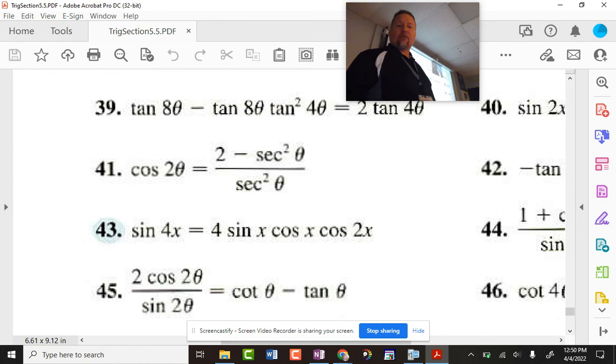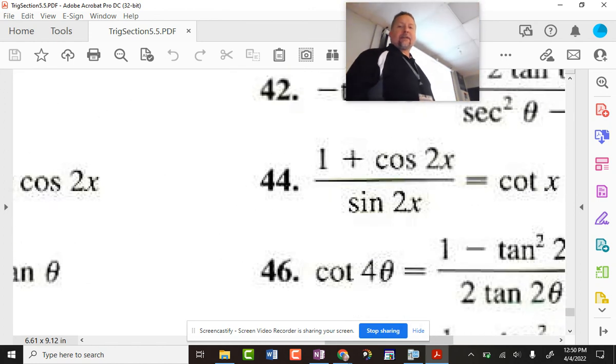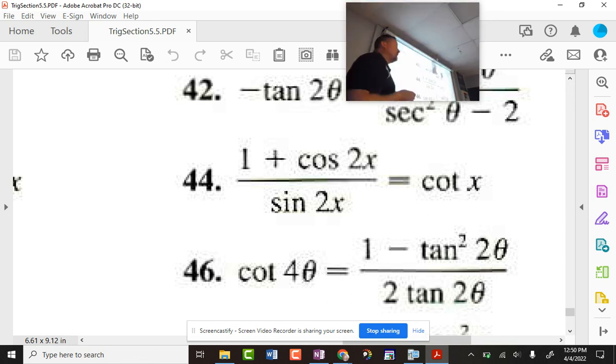Number, I think it's 44 and 45. 44. First of all, who's more complicated, left or right? Notice on the right side, there's no fraction anymore, but I know what cotangent is. It's cosine over sine, so that's what I want to have happen on the left. So I want to get rid of this 1.